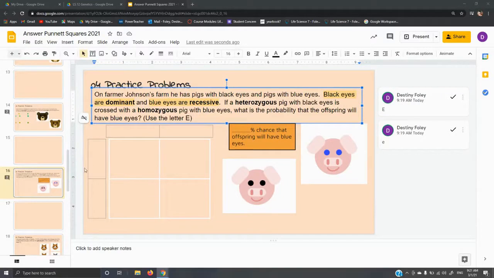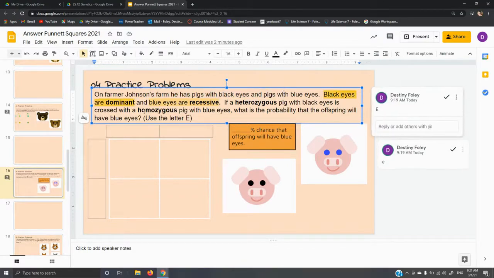For slide 16, I went ahead and I already highlighted and commented on which was which, but I'll go over it. On Farmer Johnson's farm, he has pigs that have black eyes and pigs that have blue eyes. Black eyes are dominant over blue eyes, which are recessive.